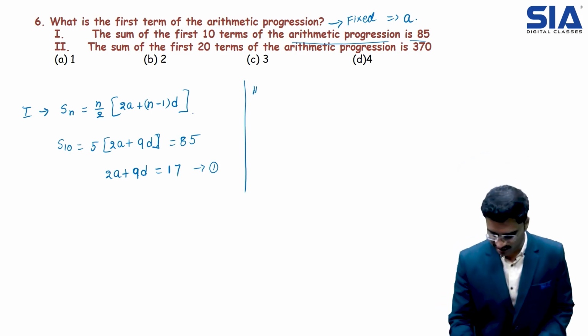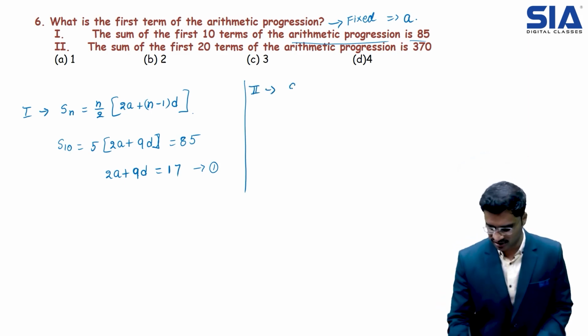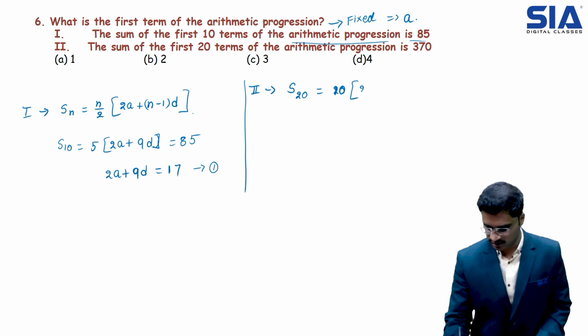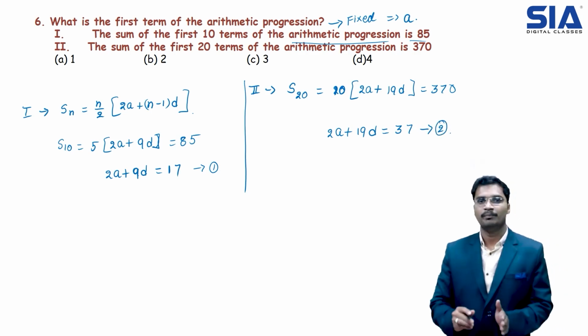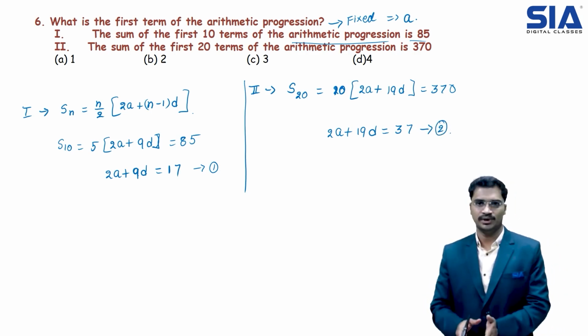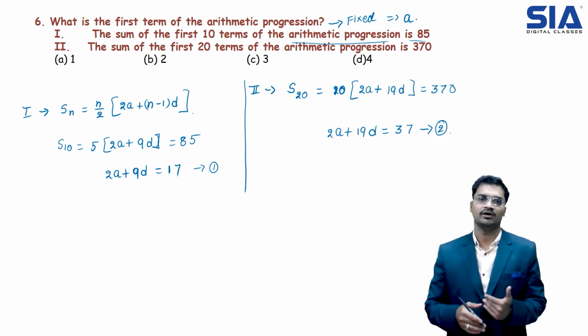Now coming to the second statement. The second statement says that the sum of 20 terms is given as 20 by 2, which is 10, into 2a plus 20 minus 1, which is 19d. That is equal to 370, or I can say 2a plus 19d is equal to 370 by 10, which is 37. So this is equation 2. By using only the second statement, can I answer this question? No, I cannot answer this question.